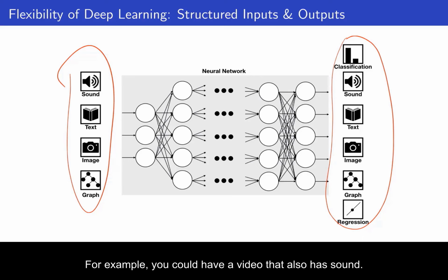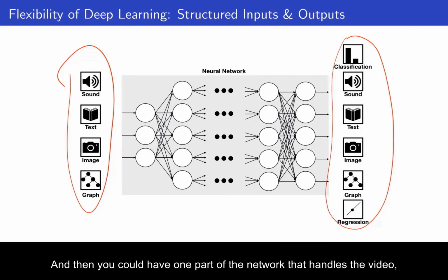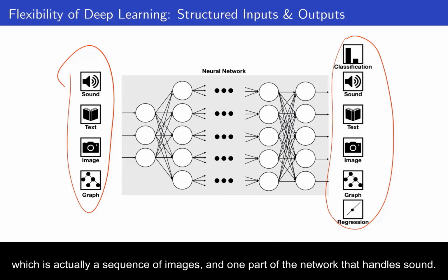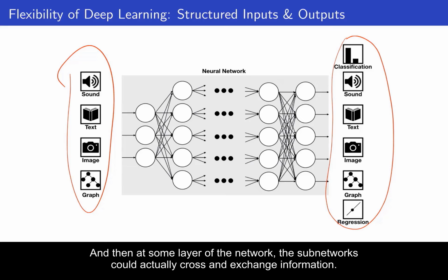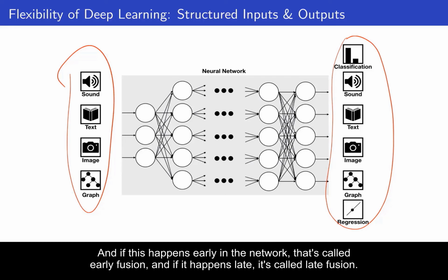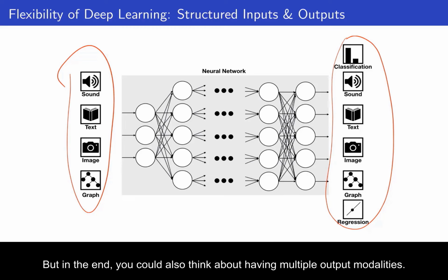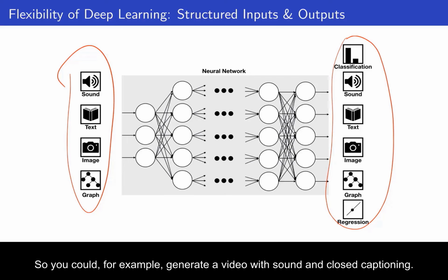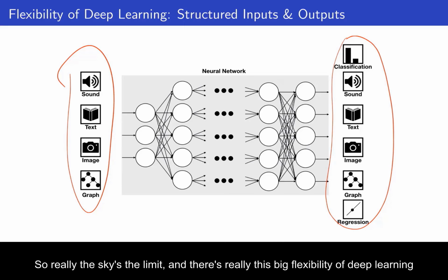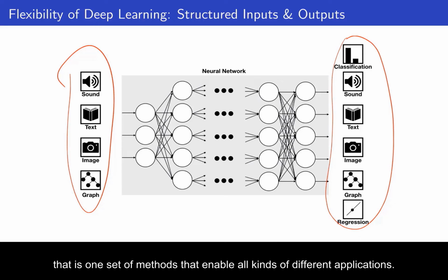For example, you could have a video that also has sound. And then you could have one part of the network that handles the video, which is actually a sequence of images, and one part of the network that handles sound. And then at some layer of the network, these subnetworks could cross and exchange information. And if this happens early in the network, that's called early fusion. And if it happens late, it's called late fusion. In the end, you could also think about having multiple output modalities. So you could, for example, generate a video with sound and closed captioning. So really the sky is the limit, and there's this big flexibility of deep learning that is one set of methods that enable all kinds of different applications.